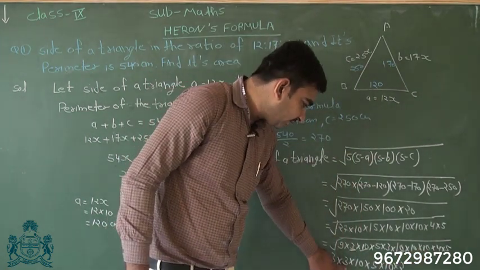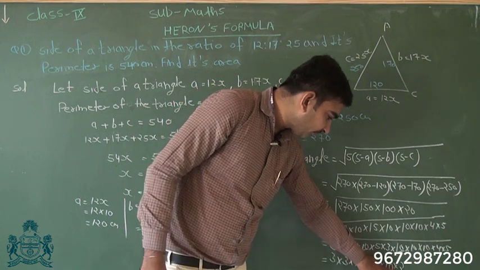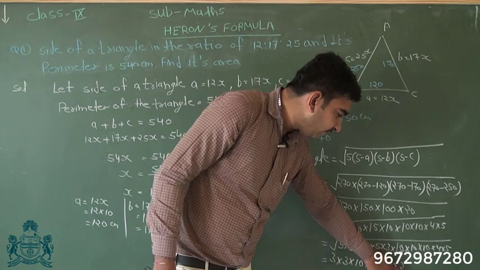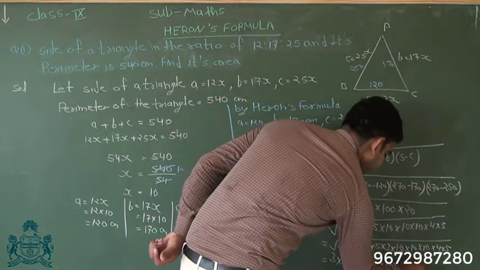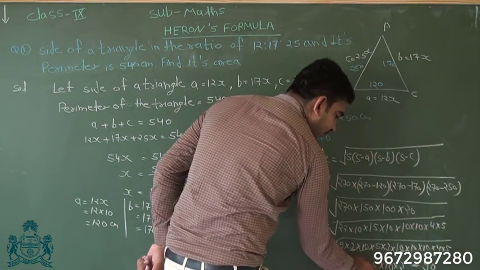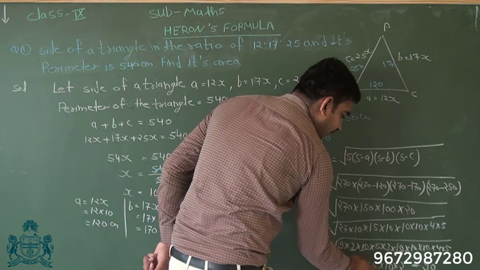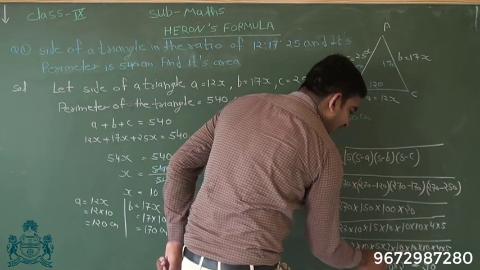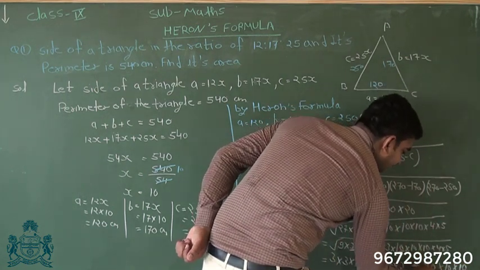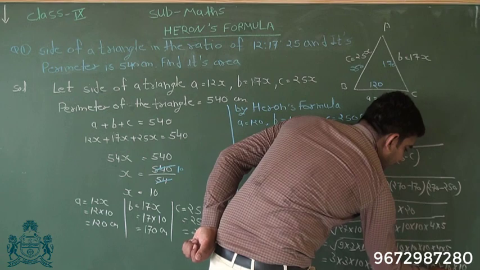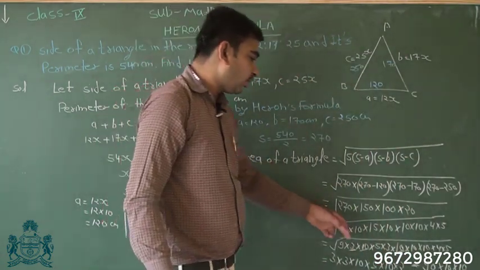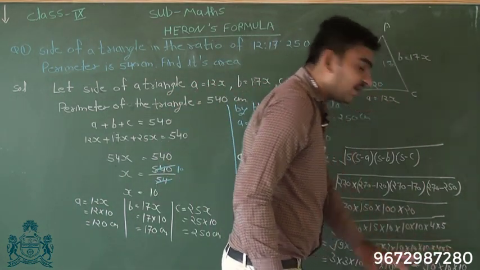Solving: 3 into 3 is 9, 9 into 5 is 45, 45 into 2 is 90, and 10 into 10 into 10 is 1000, so the product is 9000. The area of the triangle is 9000 centimeter square.